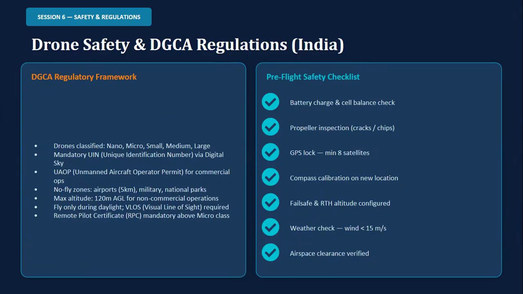Here are some of the safety procedural guidelines as per the Directorate General of Civil Aviation. As drone technology becomes more widespread, safety and regulatory compliance become increasingly important. In India, drone operations are regulated by the Directorate General of Civil Aviation. Operators must understand the drone classifications, registration requirements, altitude restrictions, and the no-fly zones. Before every flight, a complete safety inspection should be performed to ensure safe and responsible operations. One thing you have to remember, safety is always the first priority in aviation.